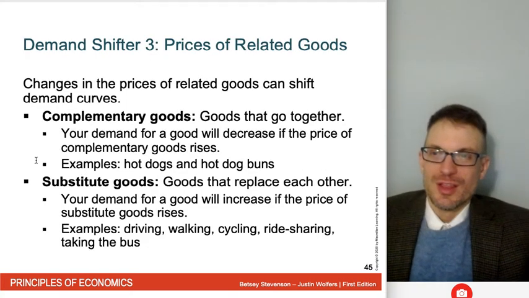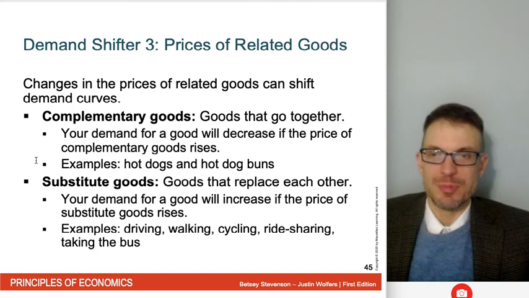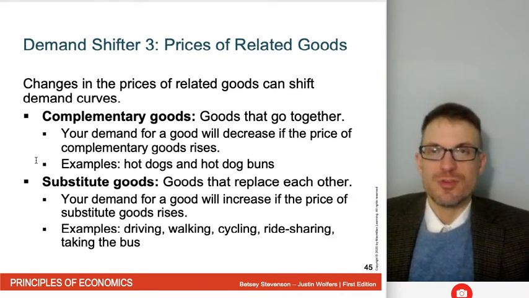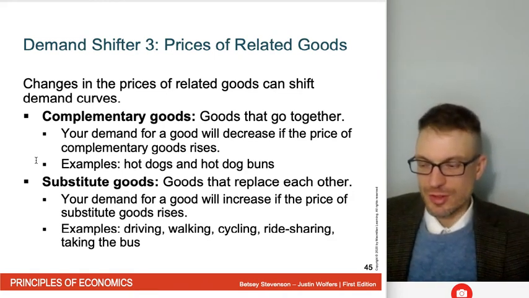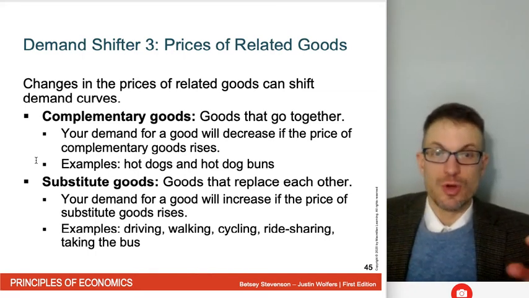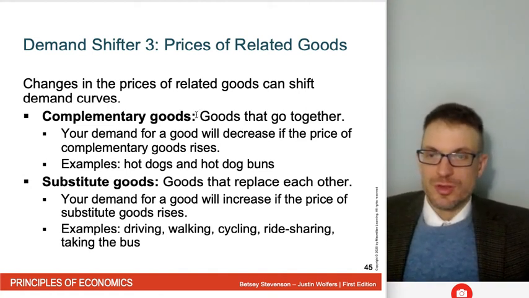So, all right. Demand shifter 3, prices of related goods. Changes in the prices of related goods can shift demand curves. Complementary goods are goods that are used together. Substitute goods are goods that are used in place of each other. I've got another video. If you search for complementary or substitute goods, I go through with graphs and show it really carefully, so you could see that as well. But examples with complementary goods, think of hot dogs and hot dog buns.